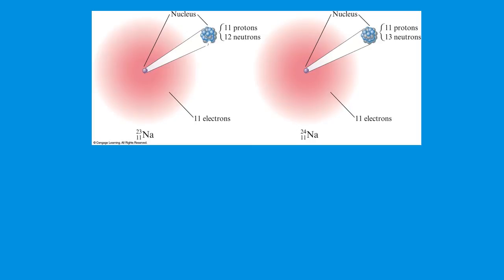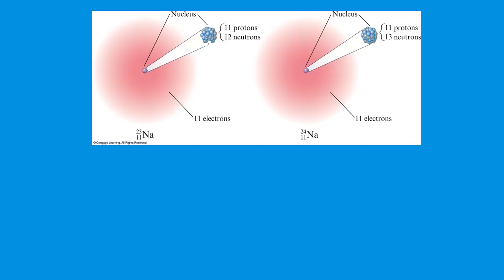So here we have two atoms of sodium. There are two things that identify these atoms as sodium. One, the symbol given to us, they're both Na. Two, the number of protons. They both have 11 protons, but this one has 12 neutrons and this one has 13 neutrons. Since mass number is equal to protons plus neutrons, they also have different mass numbers, as shown here. This one has a mass number of 23, this one has a mass number of 24.